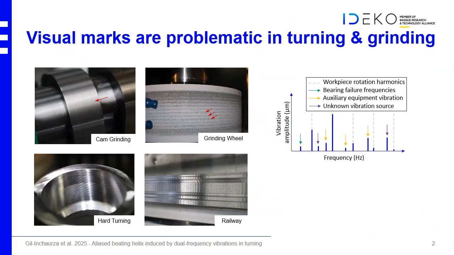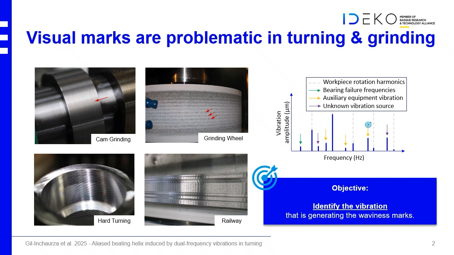We are working with machine tool builders and machine tool users that report visual marks on the surface and that need help with diagnostics to know what to change in the machine or the process to remove those marks. So we can use vibration measurements to get the frequency contents during the process operation, and identify the different components related to bearing failures, auxiliary equipment rotations, for example, but then to know which of those vibrations are causing the surface finish issue is not trivial at all.